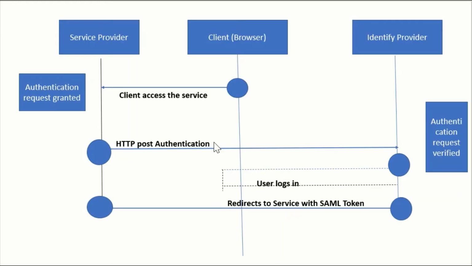Here is the best diagram. It explains in the best way the service provider, client, and identity provider. Once the client accesses the service, authentication is granted, and then an HTTP post authentication request is verified here. The user logs in, and it redirects to the service with the SAML token. The SAML token will be redirected back to the client, sorry, the identity provider.